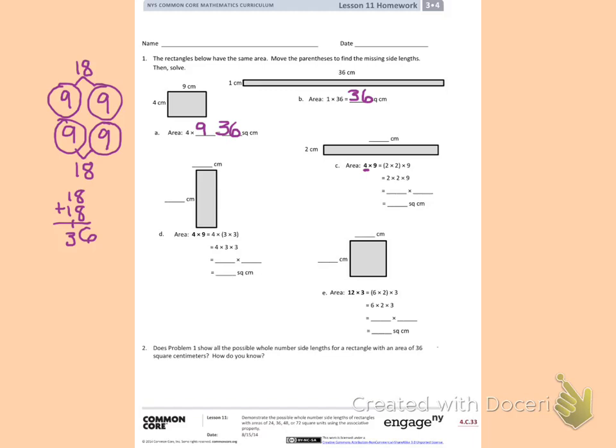Now, if we use the associative property of multiplication and move the parentheses so that instead of being around the 2 times 2, they're around the 2 times 9, then what we have is 2 times (2 times 9). 2 times 9 is the same thing as 2 groups of 9, which is 18.